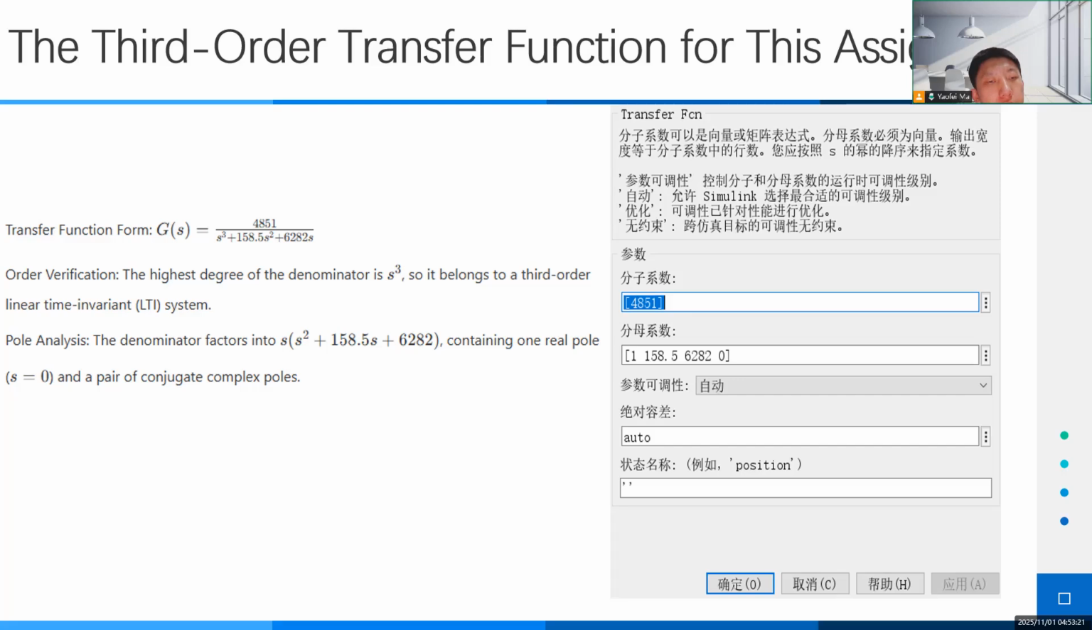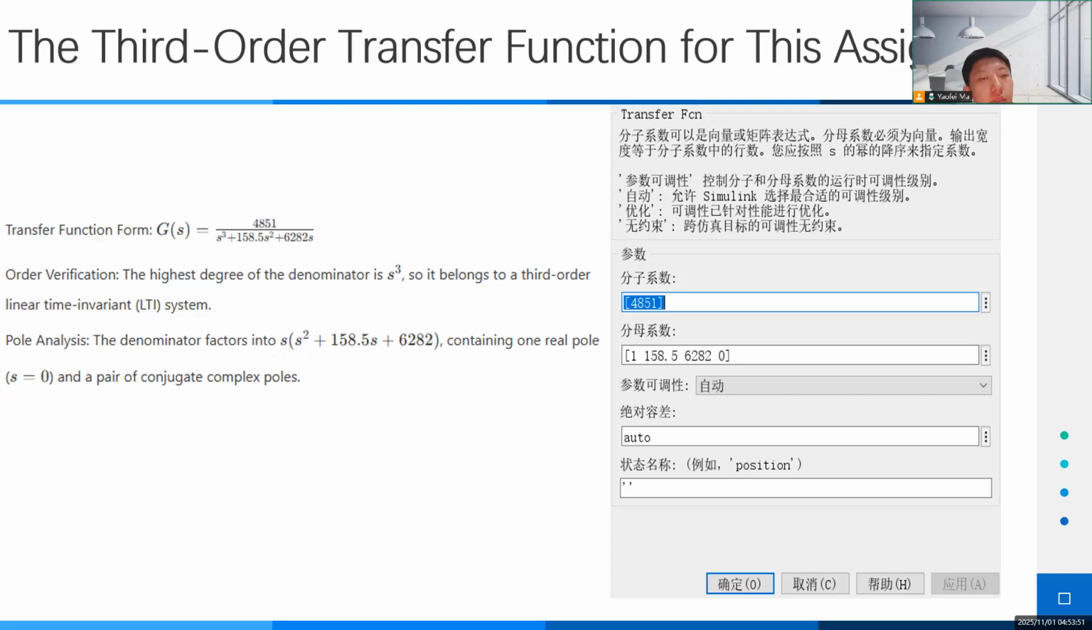Pole analysis. If we factor the denominator, we get this. This means the system has one real pole and a pair of conjugate complex poles. These poles affect how the system responds.